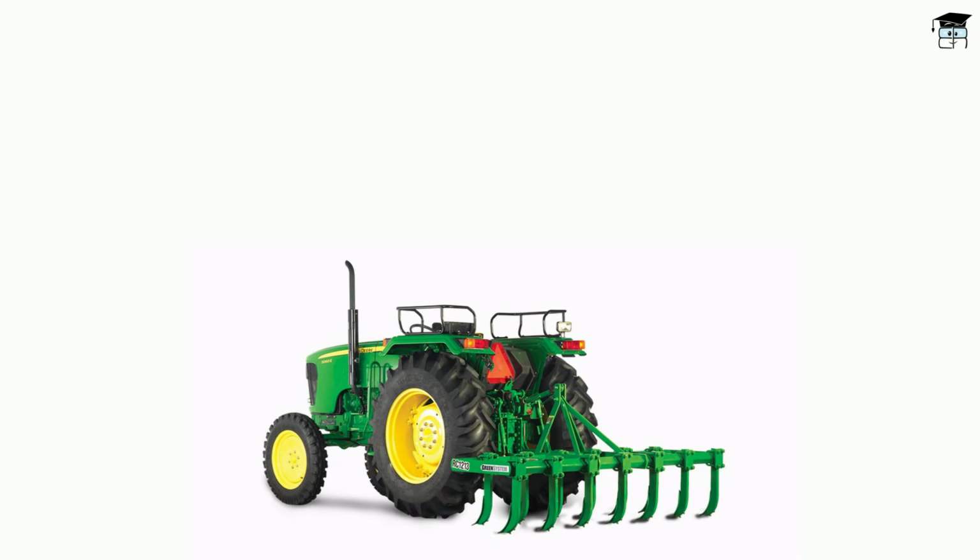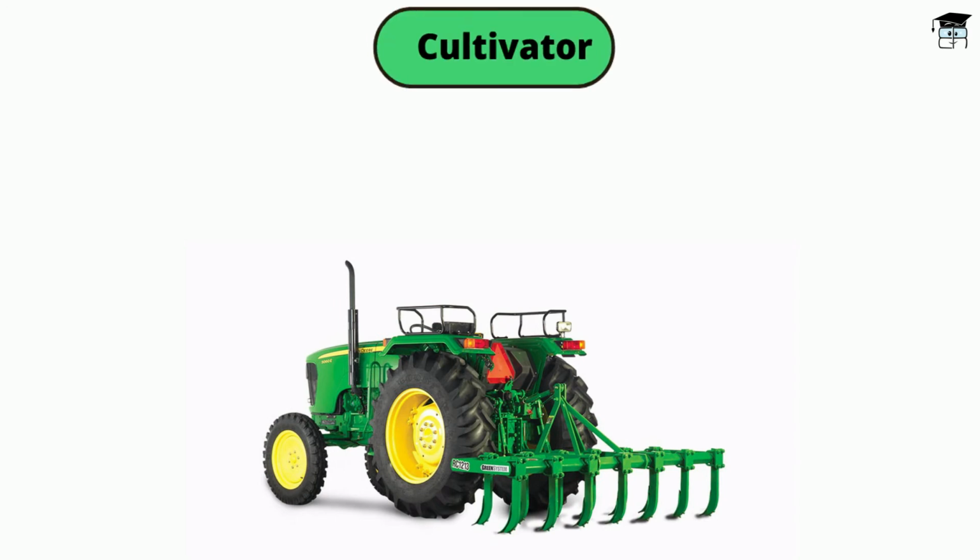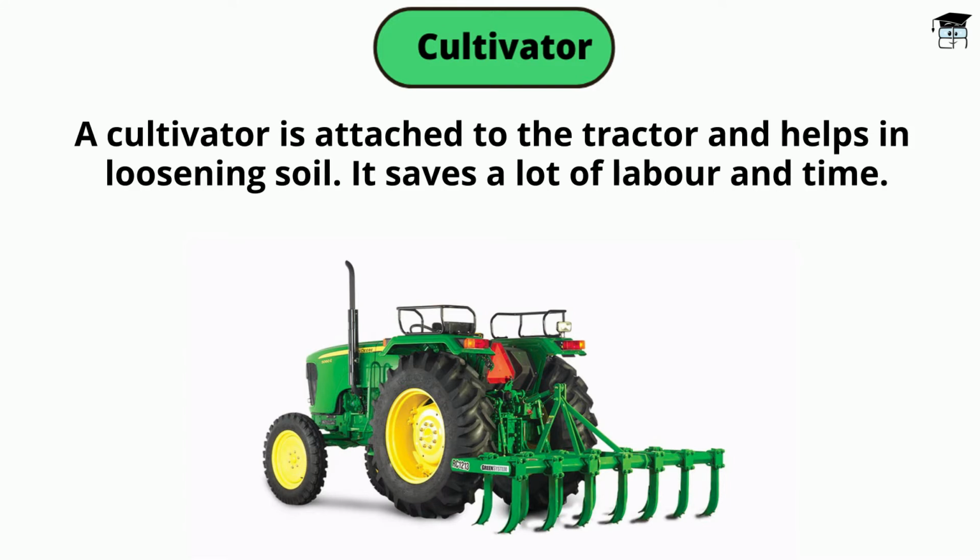Plow and hoe were traditional tools for tilling the soil. Nowadays, farmers use a tractor-driven cultivator. A cultivator is attached to the tractor and helps in loosening soil. It saves a lot of labor and time.